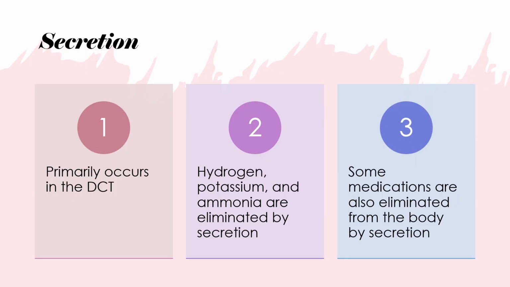Now, when it comes to secretion, it's primarily going to occur at the distal convoluted tubule. Hydrogen, potassium, and ammonium are going to be eliminated by secretion here. Some medications are also eliminated from the body by secretion in the DCT.